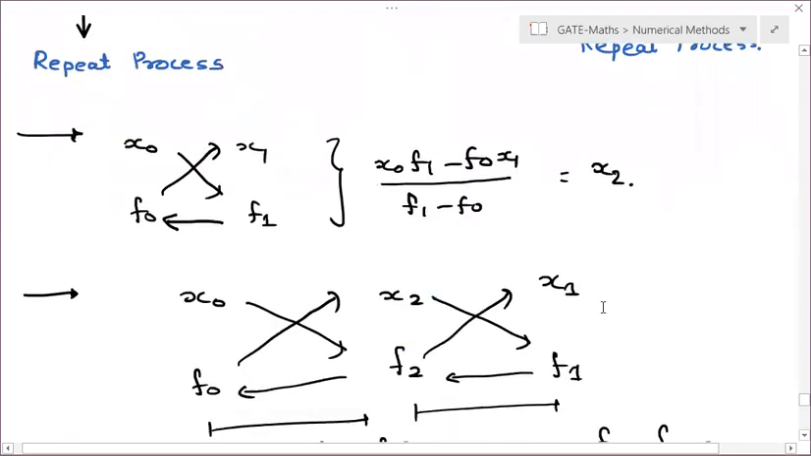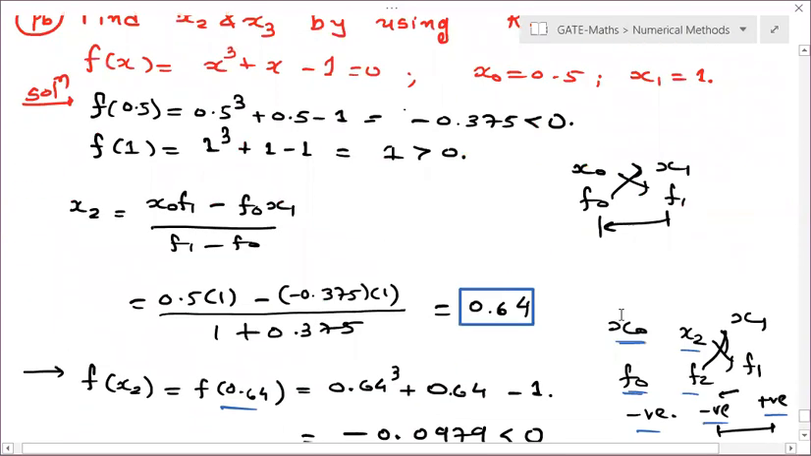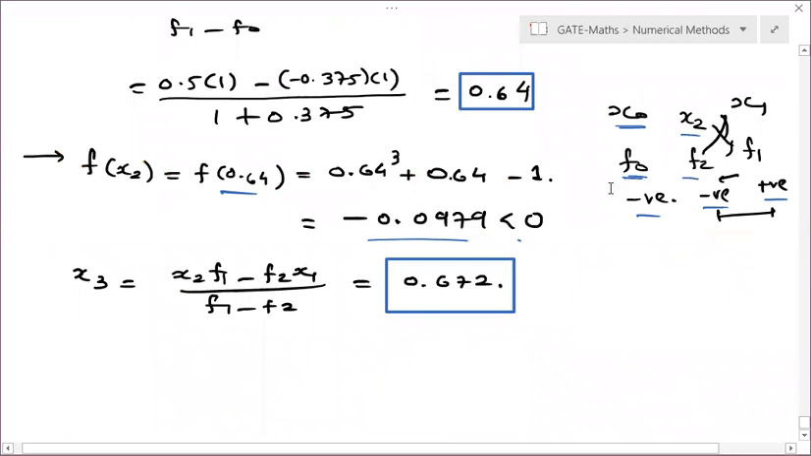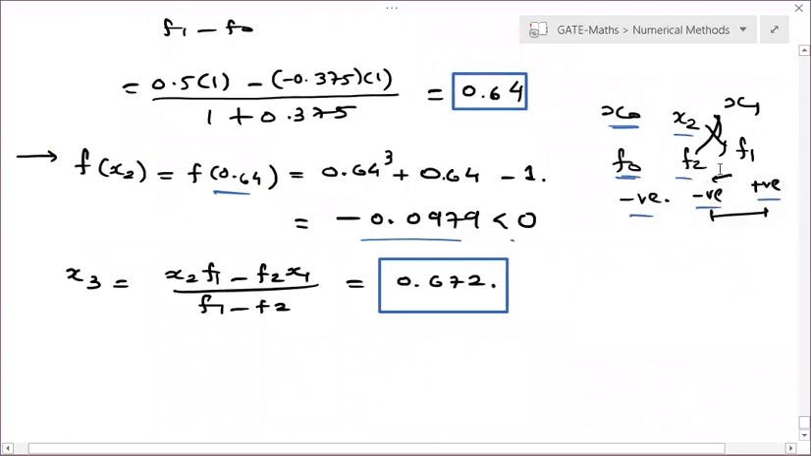You just have to choose your interval such that it contains one negative sign and one positive sign. So if I choose this interval, both signs are negative. But if I choose this interval, it is negative to positive. So my interval is this. So I will apply this formula over here.